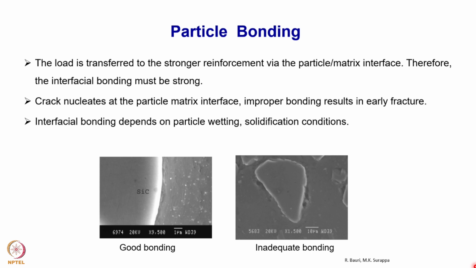That is what I mentioned in the beginning, that one of the most important aspects that you need to look at for having good properties in metal matrix composite is the bonding between the particles and the matrix, and this will depend on the wetting, and the wetting will depend on the surface energies, and at times you can control that by controlling the process parameters such as the temperature.